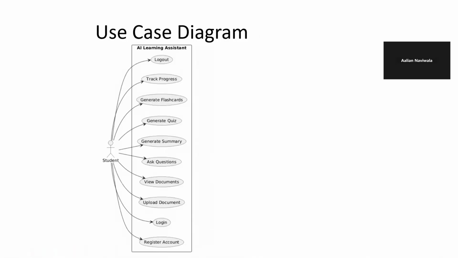Here we have the use case diagram. This use case diagram shows the primary interaction between the user and the system. The user can register an account, log in, ask the AI questions, generate summaries, generate quizzes and flashcards, track progress, and monitor it all through the dashboard, and log out. These use cases correspond directly to the functional requirements that were specified in the software requirements specification document.